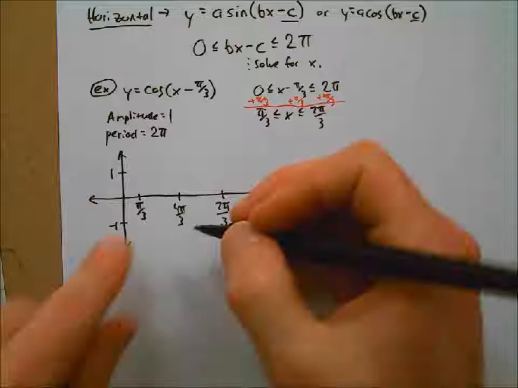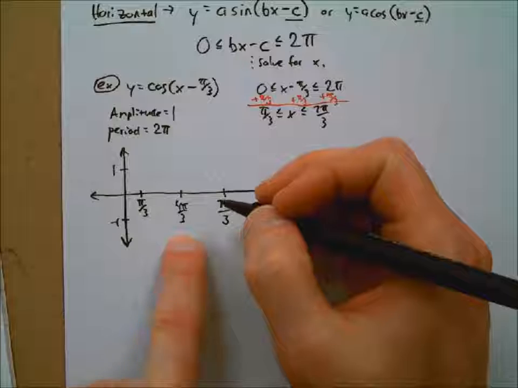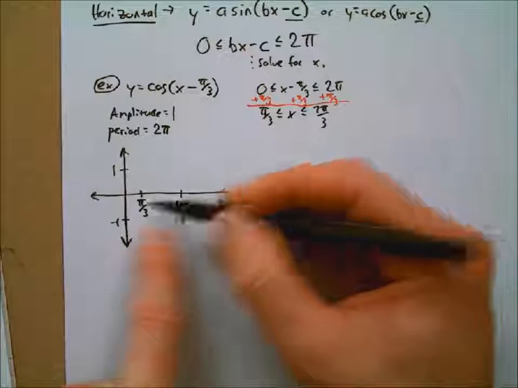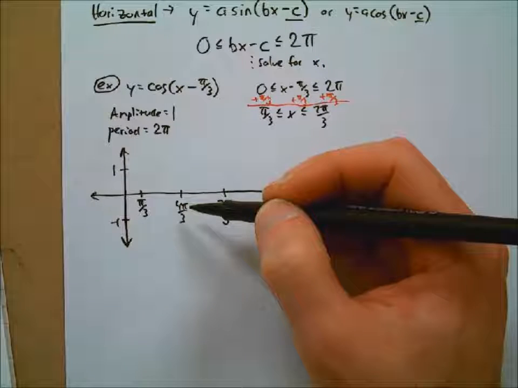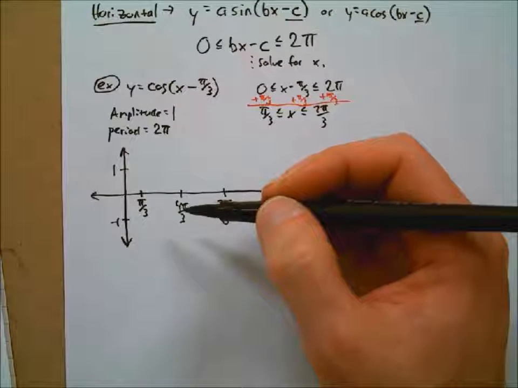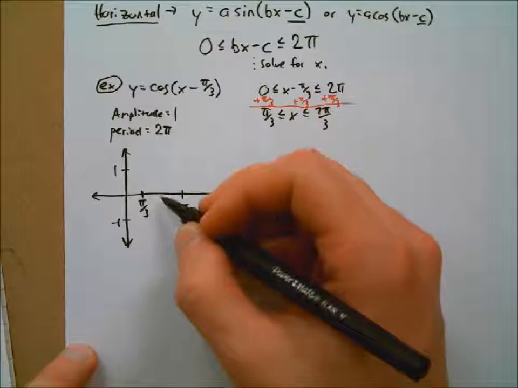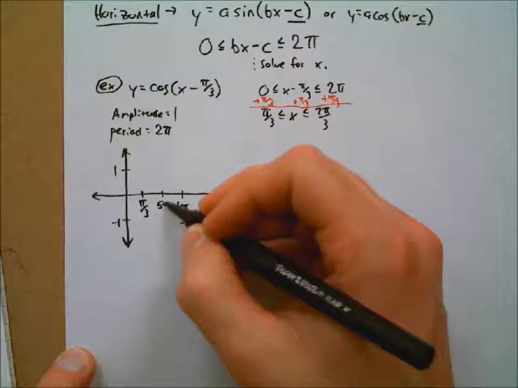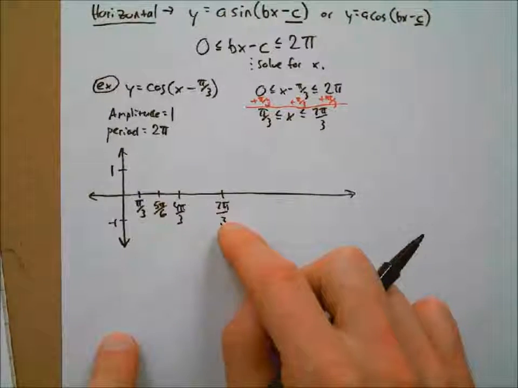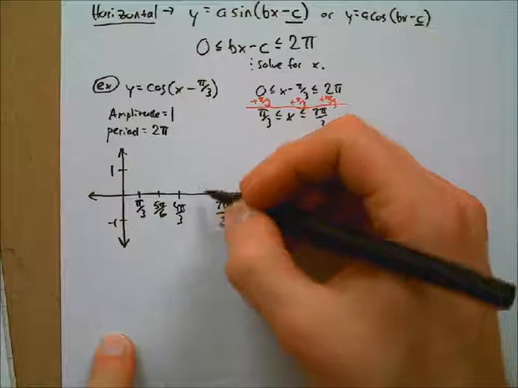So pi over 3 plus 4 pi over 3, that's 5 pi over 3, right? Add these two together, 5 pi over 3. Divide by 2, or you can think of it as multiplying by 1/2. 5 pi over 3 times 1/2 will be 5 pi over 6. And then likewise here, 4 pi over 3 plus 7 pi over 3 will be 11 pi over 3, divided by 2, 11 pi over 6.